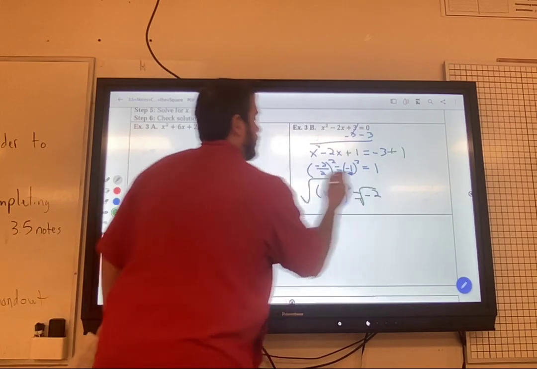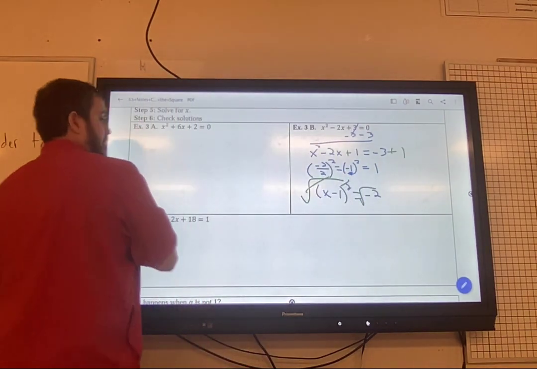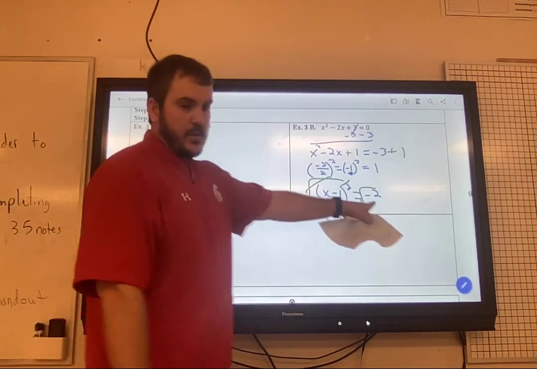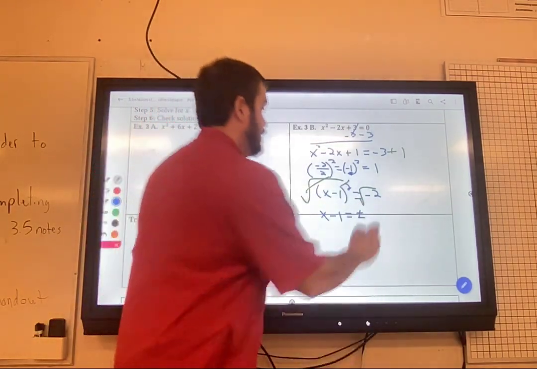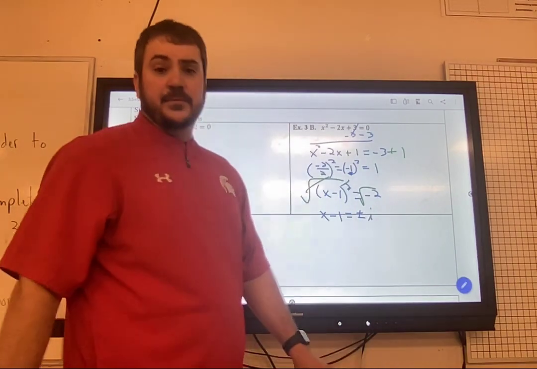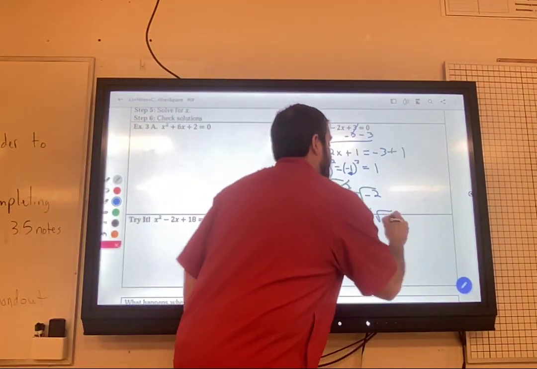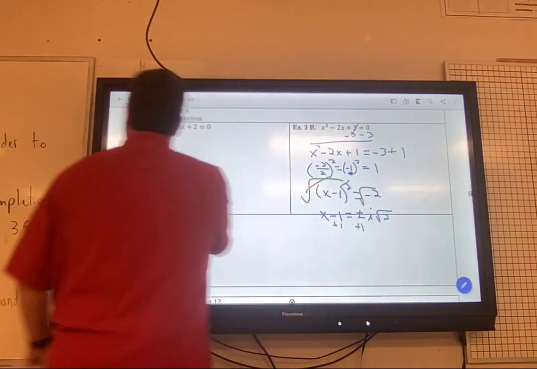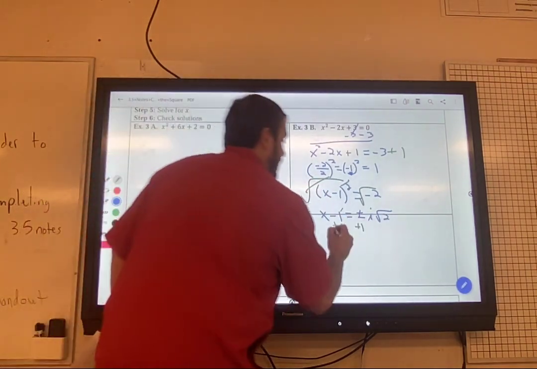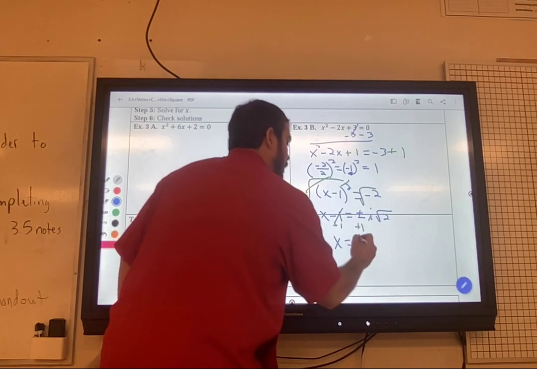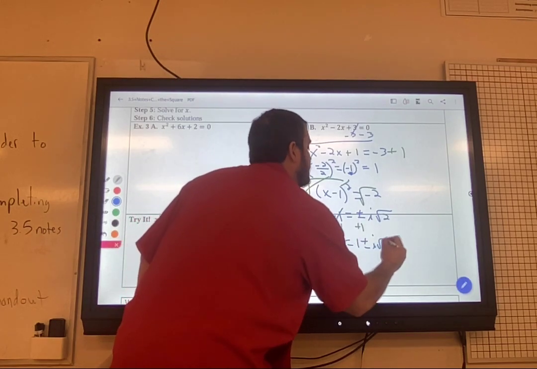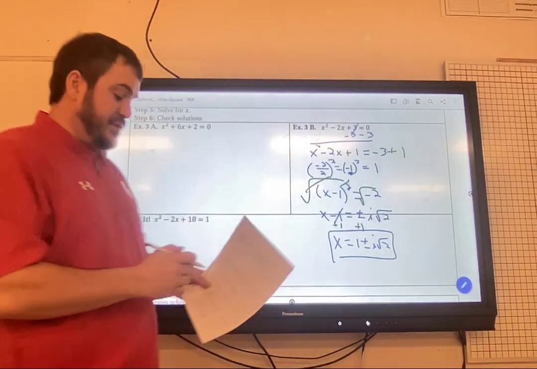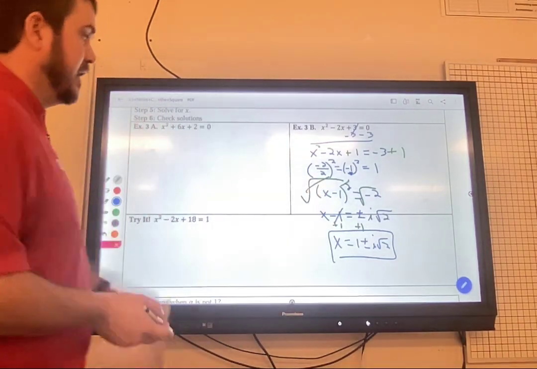Square root both sides, x minus 1 equals plus or minus the square root of negative 2. You should know that's going to have an i in it. You should try to simplify the square root of 2. You can't. So you would just add 1. Final answer would be x equals 1 plus or minus i root 2, which is what we got yesterday on example 2B, but we used the square yesterday. Here, we didn't use the square.